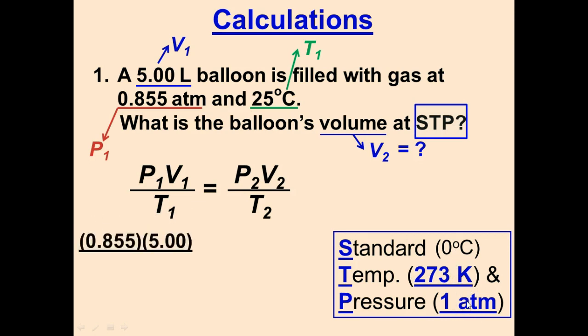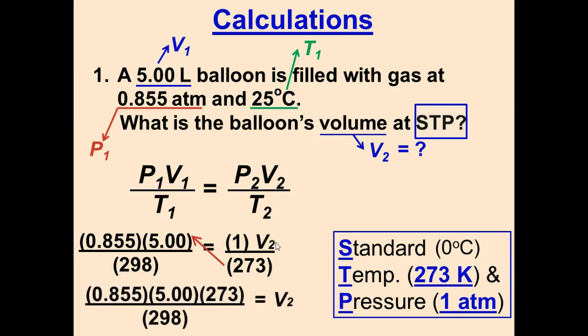So we plug in everything, and remember, convert to Kelvin. So this is good. And we want to isolate V, so we essentially just multiply the other side by 273, because V times 1 is essentially just V2. So we just do this whole big old fraction, so 0.855 times 5 times 273. We do that first, then divide by 298, and after doing that we should get the volume, and it should be 3.92 liters.